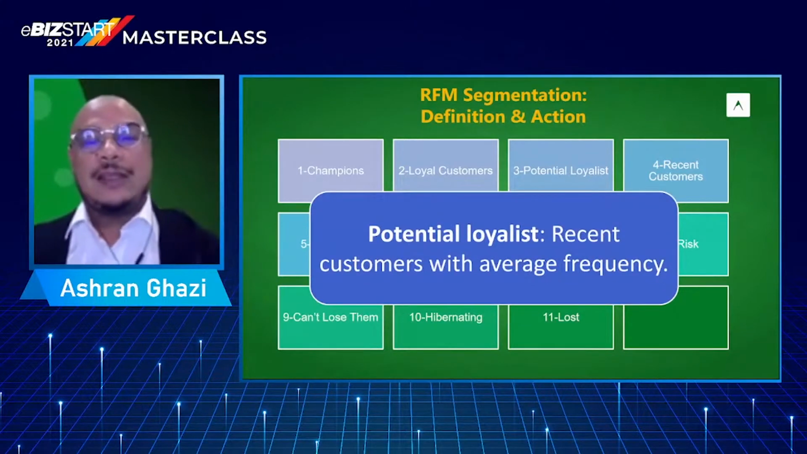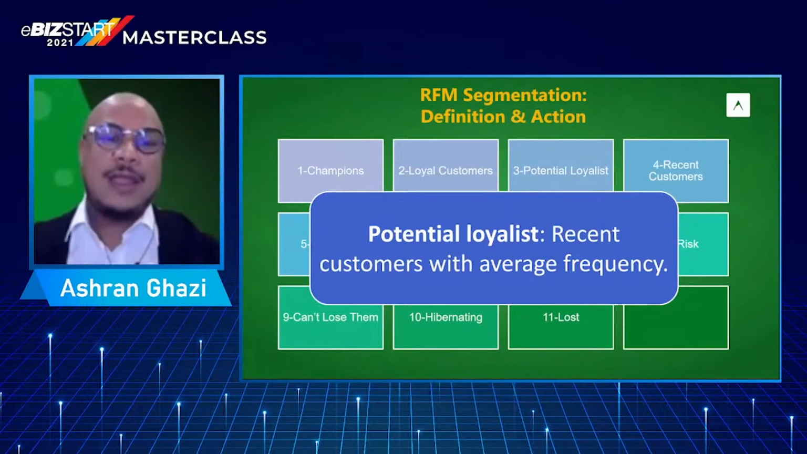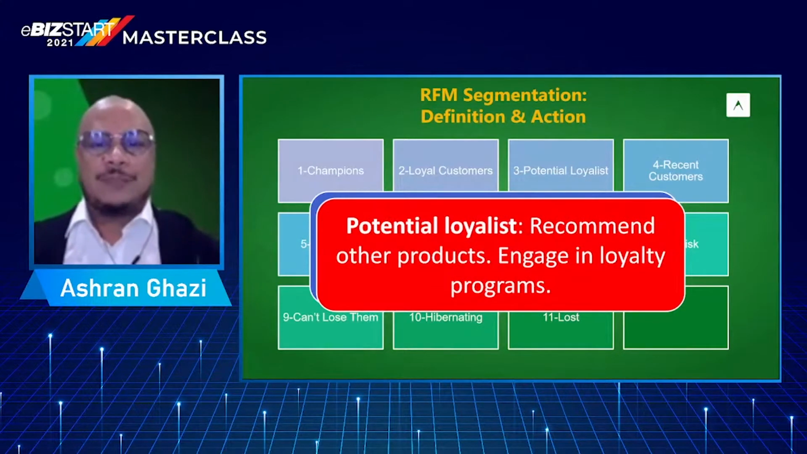Next one, potential loyalists. These are essentially customers that are recent, with an average level of frequency in visiting your stores or in actually making purchases out there. And what you want to look at doing with this group is softly recommending other products and trying to onboard them.